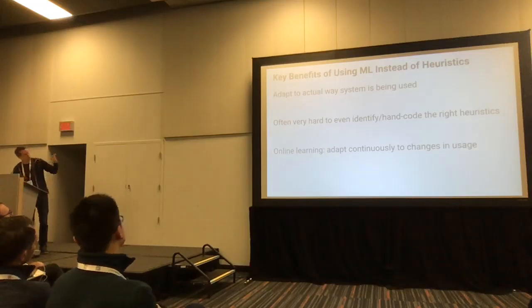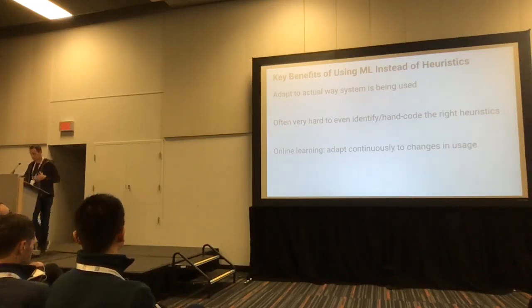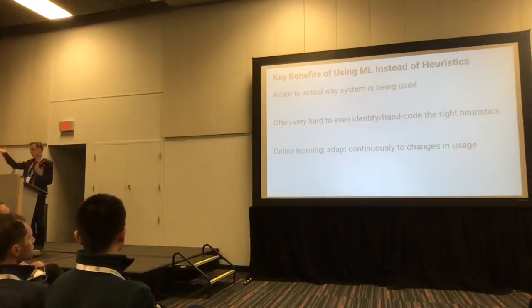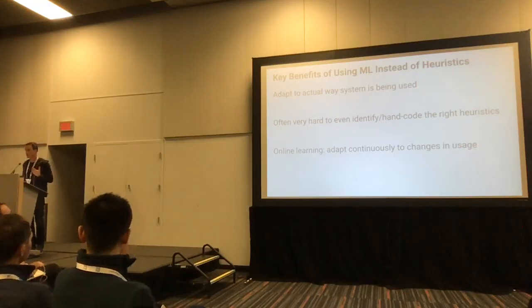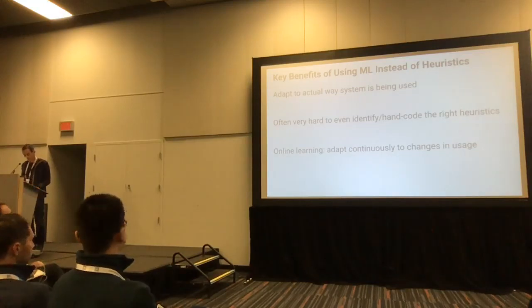So the key benefits are that we'll be able to adapt to the way the system is being used. And it's often hard to identify or hand code the right heuristics, because we don't necessarily know when we're writing the software how the users of a system are actually going to make use of it. If we expect that database tables are going to be small, and suddenly some user pushes the boundaries and database tables are much bigger than we expected when we wrote the heuristics, those heuristics are not really going to be right. And then the other benefit is online learning. We can actually have these systems adapt to this actual usage pattern.